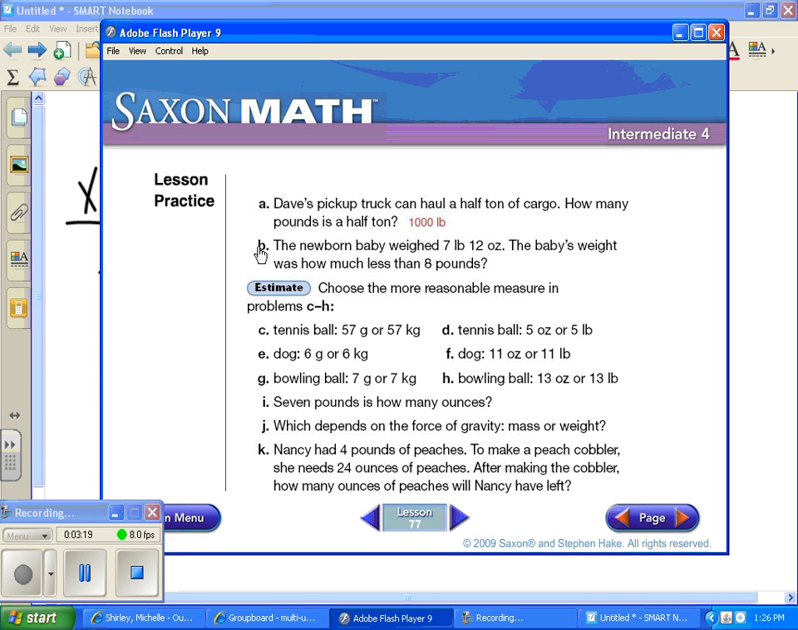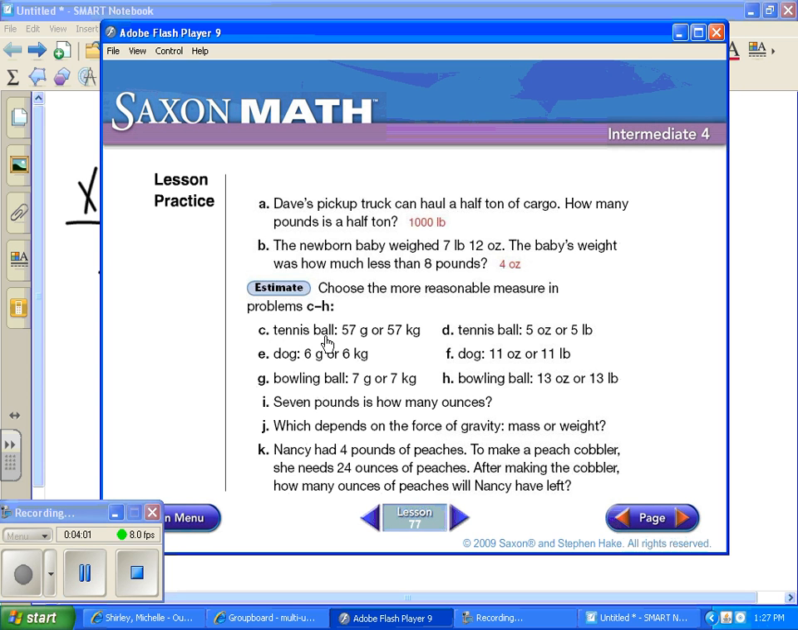Now here's a mistake that I have heard kids make when they're telling me about babies that are born in their families. They will say so many pounds, and then give me a number of ounces that is 16 or above, and that's wrong. The newborn baby weighed 7 pounds 12 ounces. The baby's weight was how much less than 8 pounds? Remember, there are 16 ounces in a pound, so you wouldn't ever say the baby was 7 pounds and 16 ounces, because that 16 ounces is another pound, and you should just say 8 pounds. So how far away is 12 ounces from 16 ounces? 4 ounces.